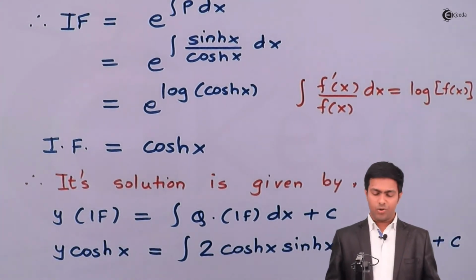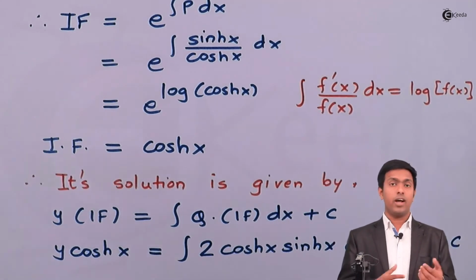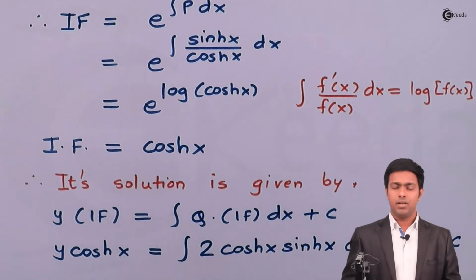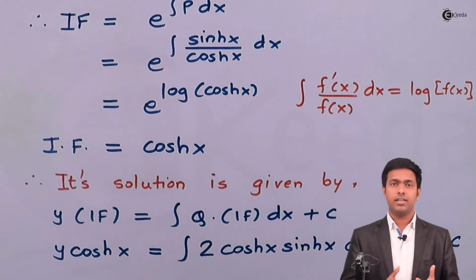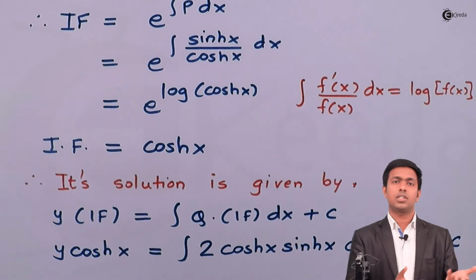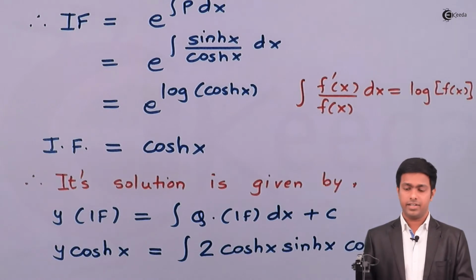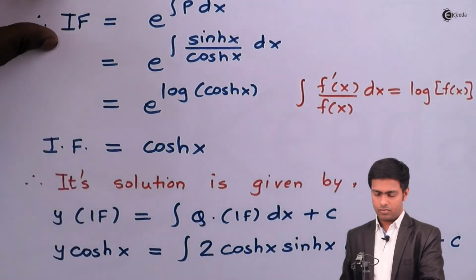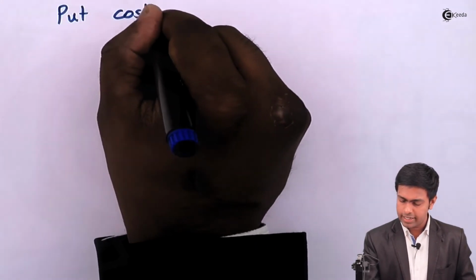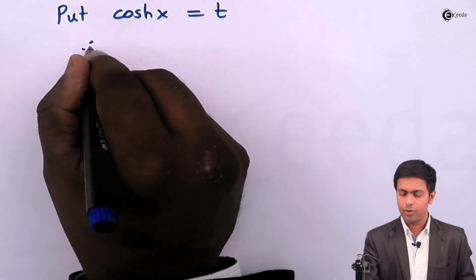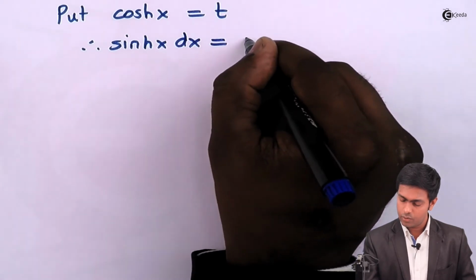So now to get the solution we have to evaluate this integration. So the question is how to evaluate this integration. So guys, it's simple. I'll put this hyperbolic cos x as t, because we know that the derivative of hyperbolic cos x is hyperbolic sin x dx. So we can get hyperbolic sin x dx as dt. So here I'll say put hyperbolic cos x equal to t. Therefore it will give us hyperbolic sin x dx equal to dt.